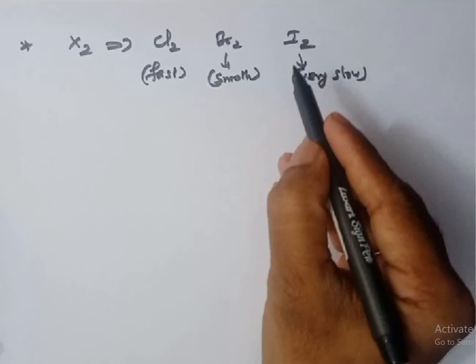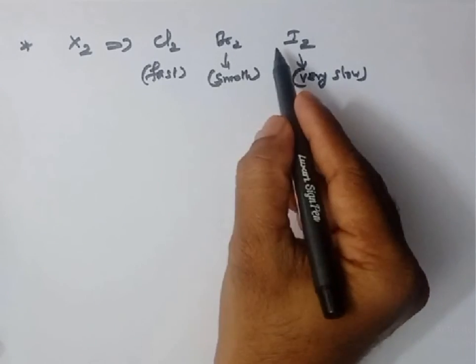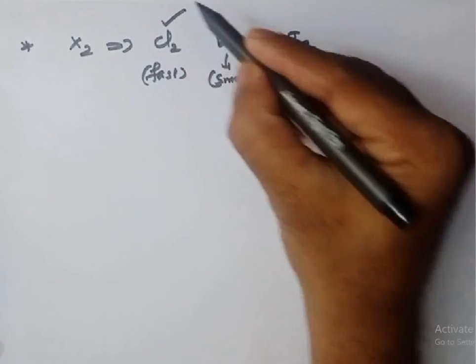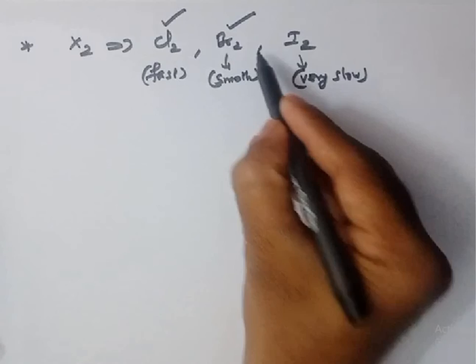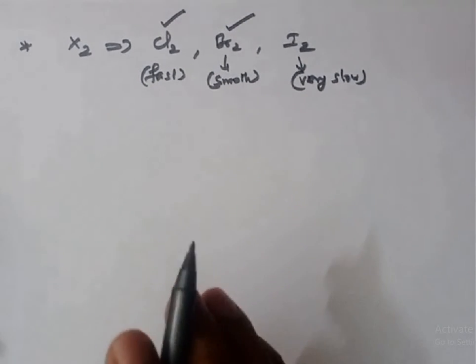So normally we won't carry out the reaction with iodine. We normally use chlorine and bromine. Okay, take note. This is another important point you should keep in mind.